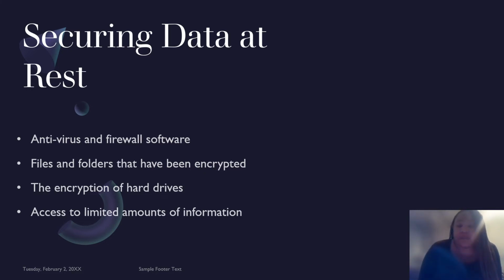If any of this information ever ends up breached, we can encrypt the whole hard drive to make sure the hackers can't access it. Also, we would like to limit the access to this data to only people who need to use it, or in other words, users that need to use it.